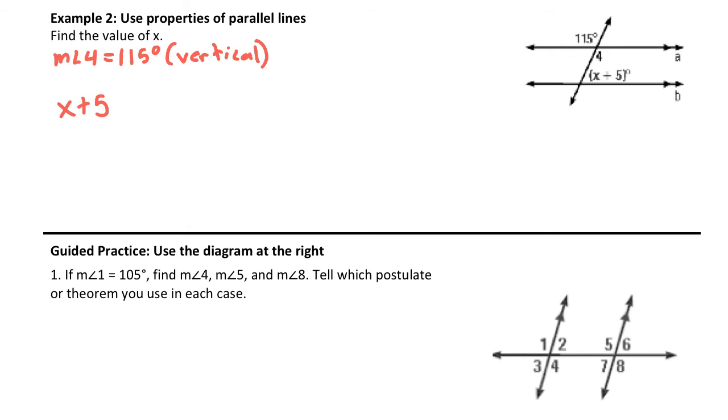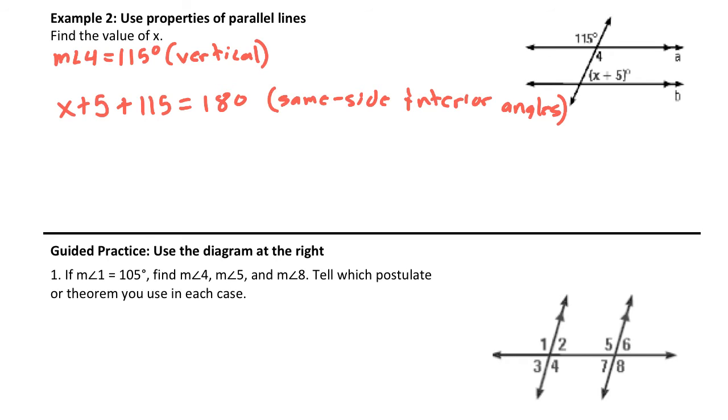X plus 5 plus 115 equals 180. And the reason I can say that is they're same side interior angles. That's important, okay? So it's remembering that property from the last page of the notes. Those are same side interior angles. They add to equal 180.